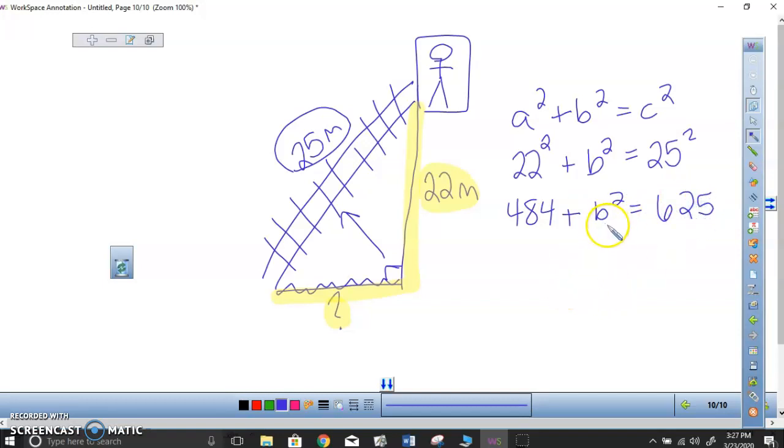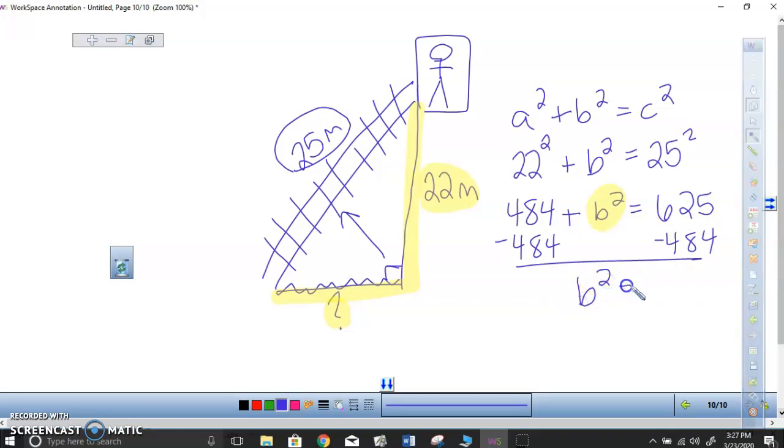Now to solve this, I have to subtract just like I would an equation. So I'm trying to isolate my variable. I'm trying to get b squared by itself. So I'll subtract 484 from both sides. And I will be left with b squared equals, go ahead and go back to your calculator again. I'm going to cheat and use my calculator on my phone just to make sure so y'all don't get an X. 625 minus 484 is 141.